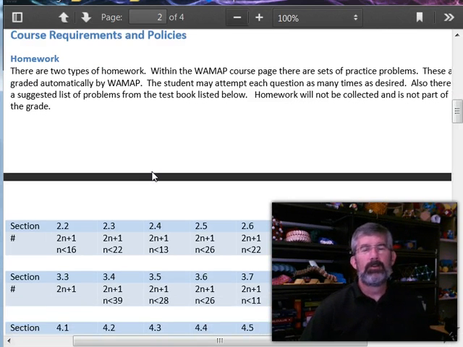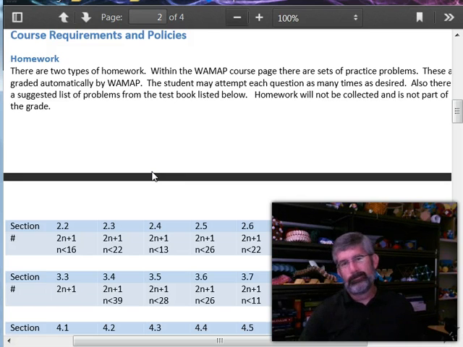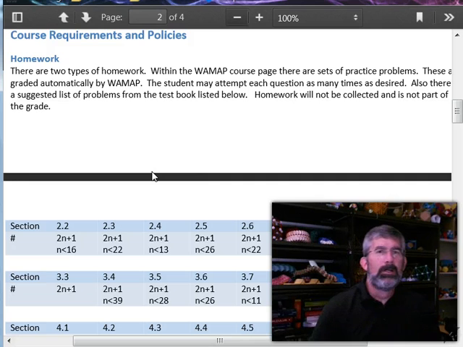So here's some things. I have to give you a grade. Unfortunately, I'd just as soon not give you a grade, but since I have to, I've got to base it on something. So here are the things I'm going to assess you on, ways I'm going to test your knowledge. First of all, there's homework. There's 2 types of homework.